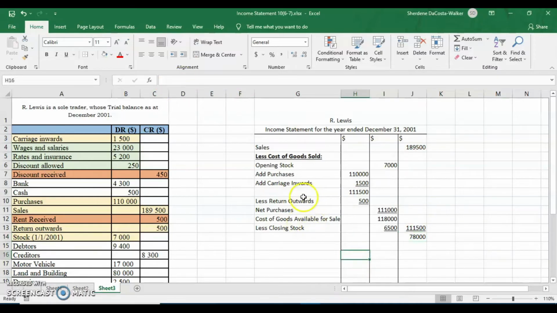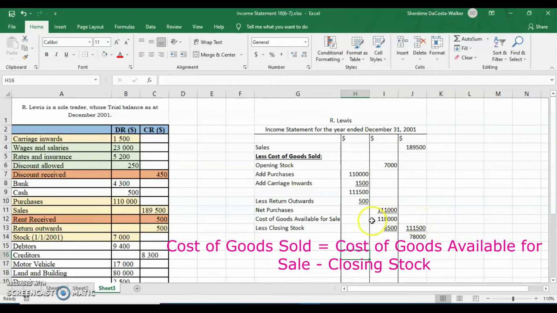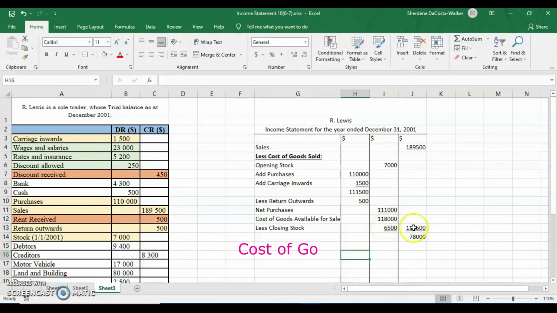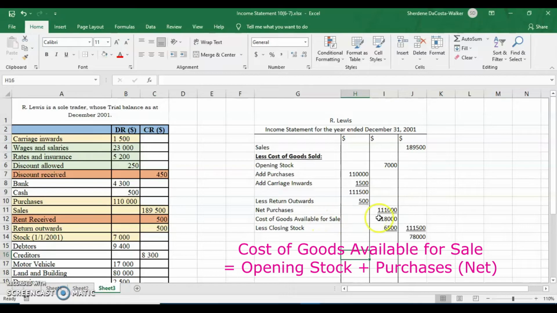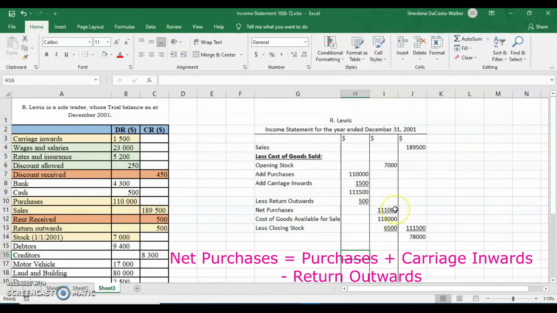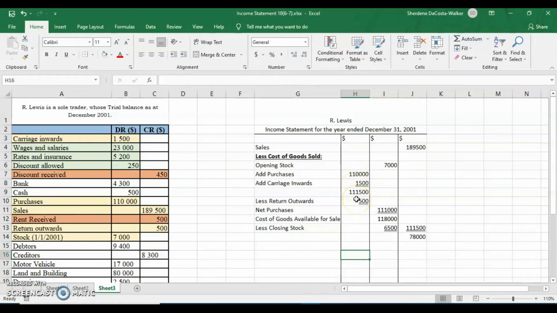So I want to point out some things. The words that we have before will also help us. So for less cost of goods sold, all of this that we calculated right here is to help us to find the cost of goods sold. Cost of goods sold is equal to cost of goods available minus closing stock. Cost of goods available is equal to opening stock plus purchases or net purchases. To find net purchases, it is equal to your purchases plus your carriage inwards minus your return outwards.